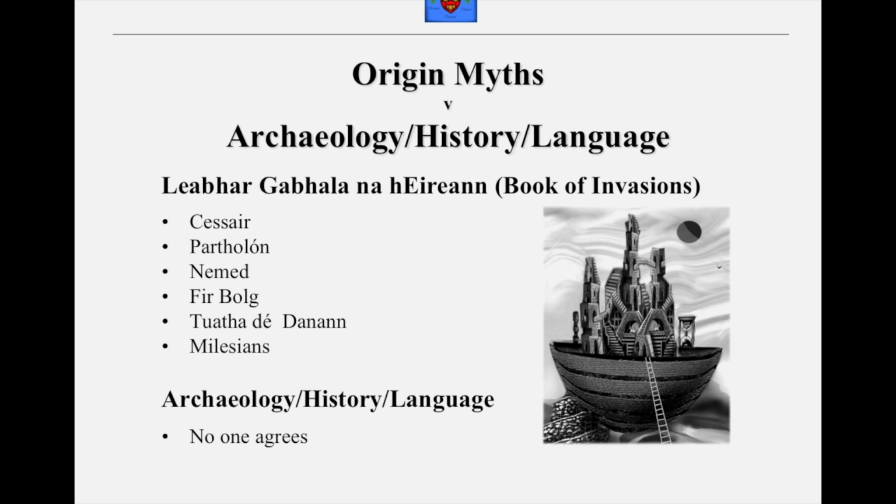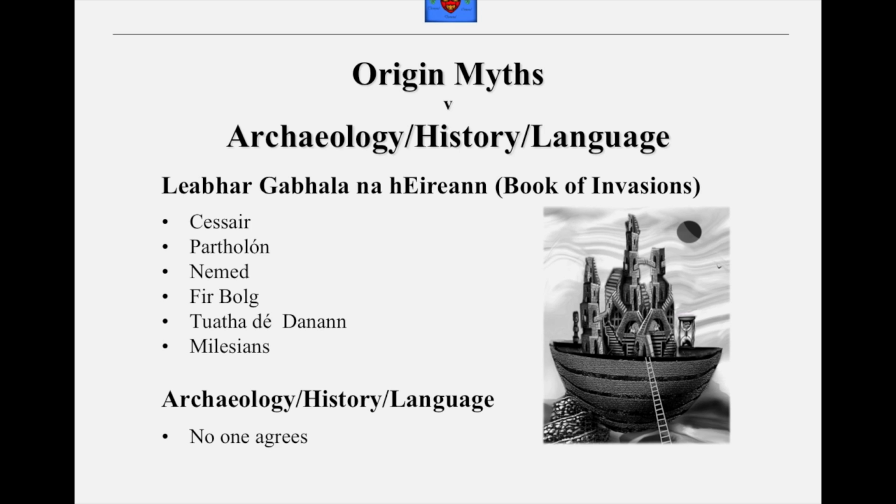The Lebor Gabála Érenn, did I get that right? The Book of Invasions, or more literally the Book of the Taking of Ireland, is a very main source. In the 19th century, it was considered a Bible, that what they said in there was the truth. Scholars since then have not only debunked it, but suggested it's mere fiction.